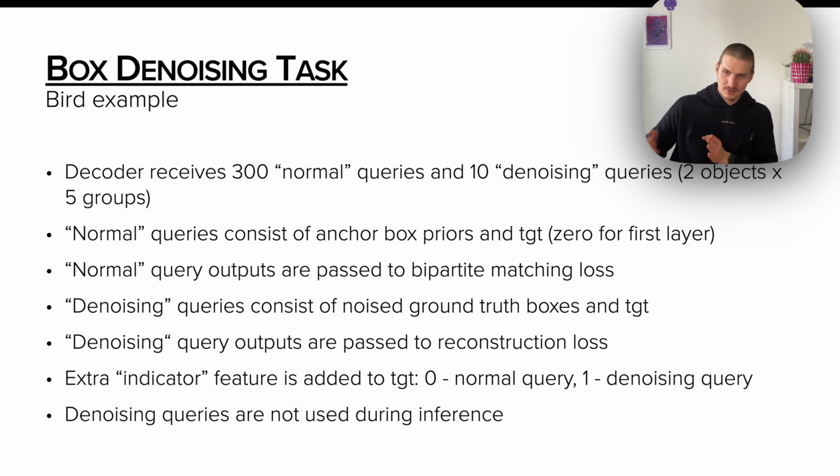We just cut off that 10 queries that we used to pass before. And the model works exactly as DAB Detr, but now it is trained better. So think of this denoising task as an extra crutch to help you train. And then once you've trained, you just throw it all away and the inference code is exactly the same.